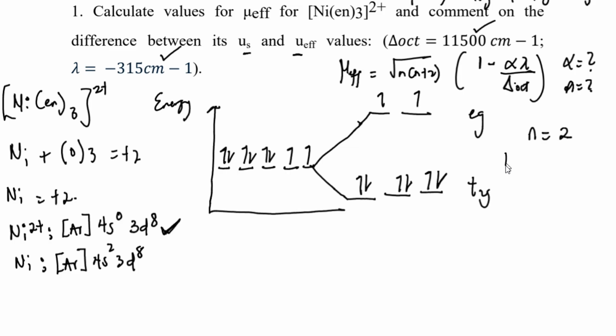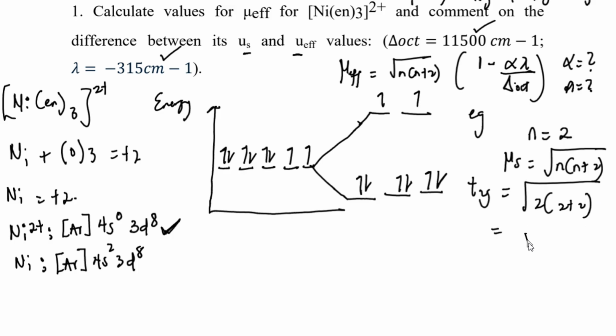So we can say that the spin here is basically the square root of n into bracket n plus 2. So we have it to be root of 2 into bracket 2 plus 2, and therefore we have this to be root 8. So root 8 is basically 2.828. So this is the value of root 8, right? And this is the spin only magnetic moment for this.